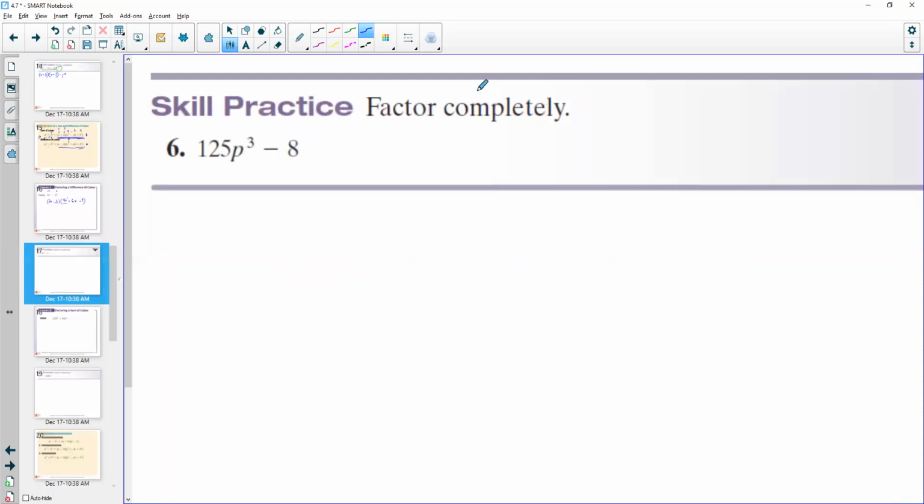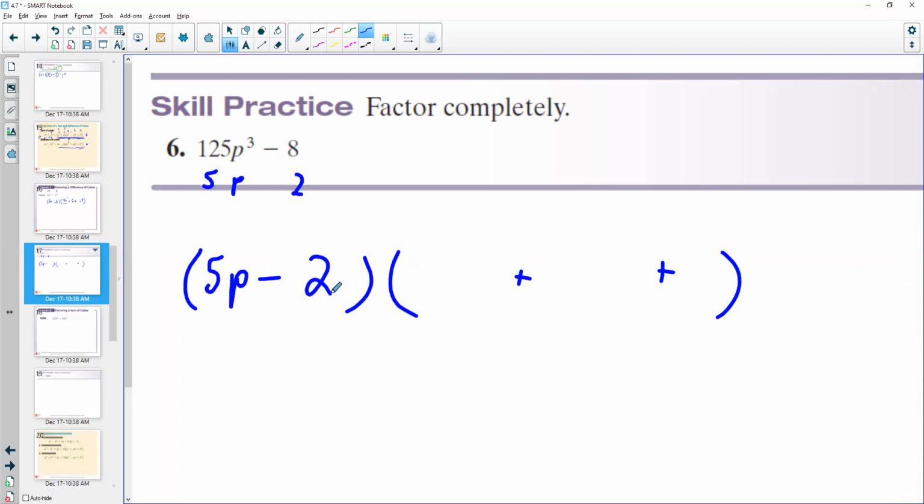Let's try another one. This is also a difference. So the setup is the same. Minus, plus, plus. Look at the bases. 125 is 5 cubed, so the base is 5. P cubed is p. 8 is 2. And so let's put things into place. It's just 5p minus 2. And then in this first spot, it's 5p squared, which would be 25p squared. A times b is 5p times 2 is 10p. And then 2 squared is just 4.